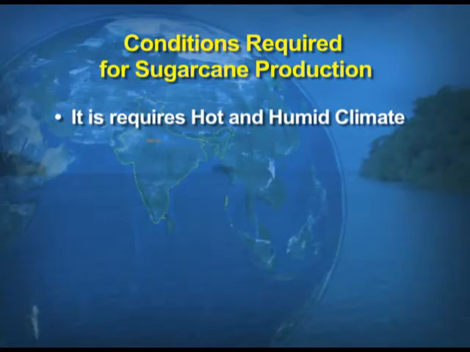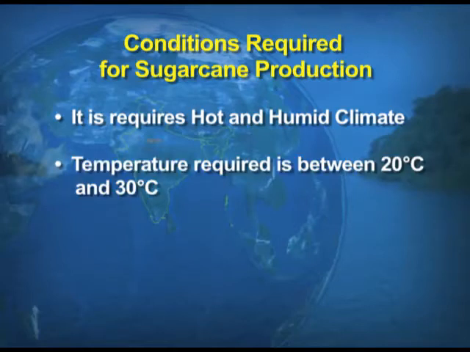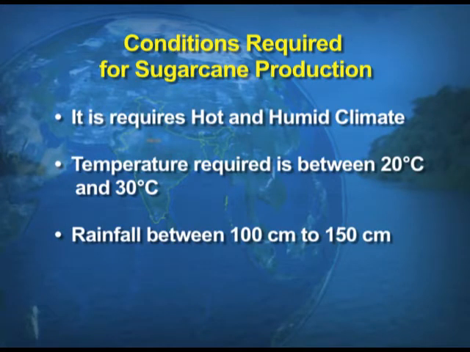So when I say khansari, children, I mean that desi chini, which is prepared out of the juice of sugar cane. It's a long duration crop, maturing in 10 to 12 months. So that means this crop remains in the field for a full 1 year. The temperature conditions required are hot and humid climatic conditions, with the temperature varying between 20 degrees Celsius and 30 degrees Celsius. The rainfall has to be between 100 to 150 centimeters.